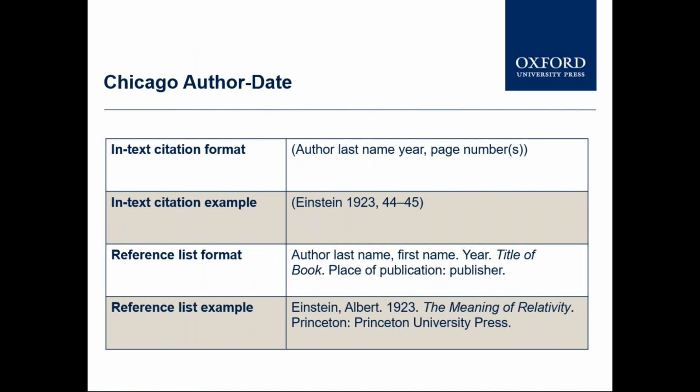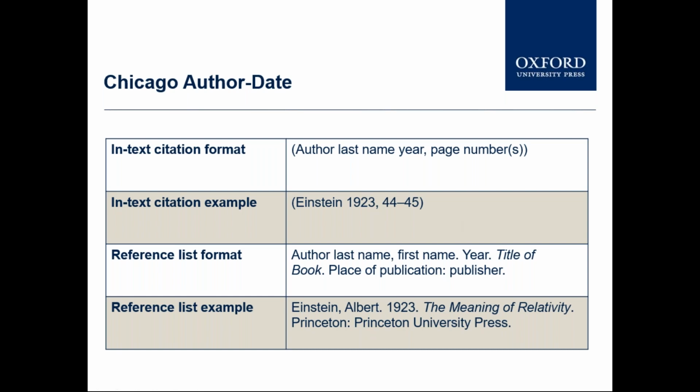Chicago, in an in-text format, will have the author's last name, year, and page number. In an in-text citation, it will just be the last name of the author, the year, and the page numbers in brackets. So you see, this is how it comes. In the reference list format, you will find the author's name here, last name, first name, the year, the title of the book, and the name of the publisher. Very simple.